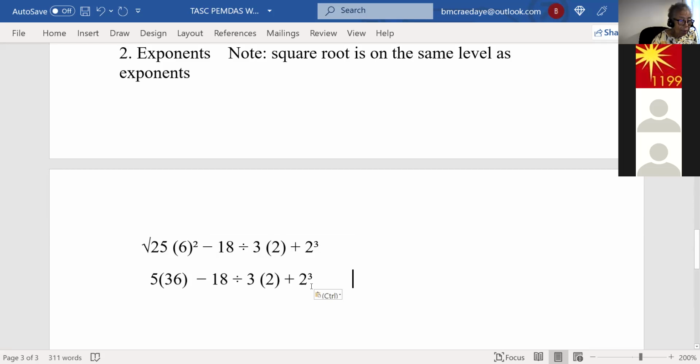Okay. Now this power, 2 to the 3rd, is what, Vanessa? 2 to the 3rd. 2 times 2 times 2. It's 8. That's right. Very good. So that's 8. Now we did our square root. We did our exponent, 6 to the 2nd. We did our 2 to the 3rd, and we got 8.